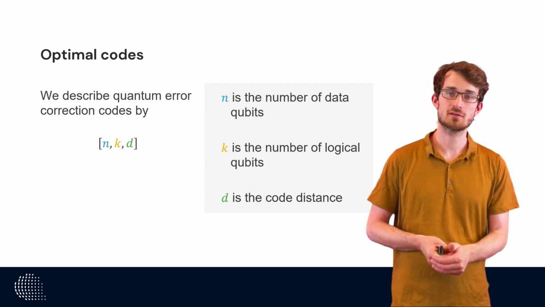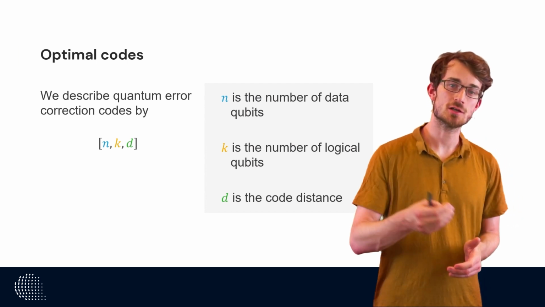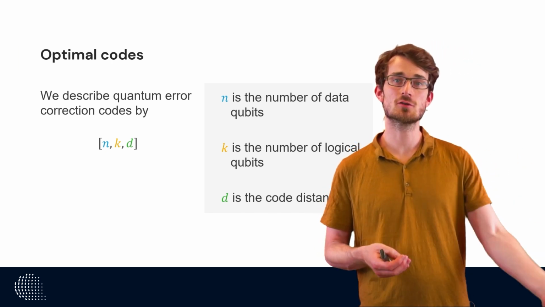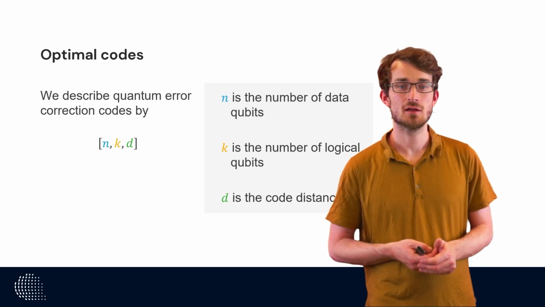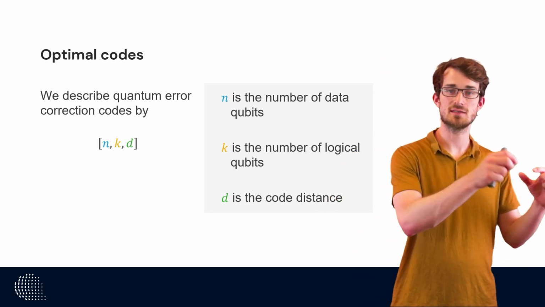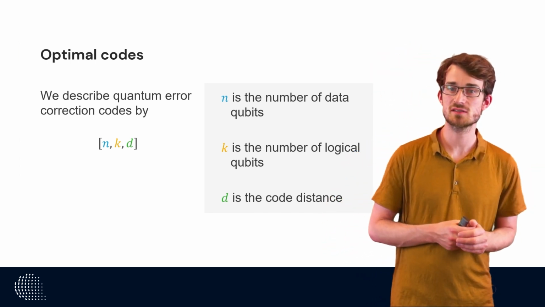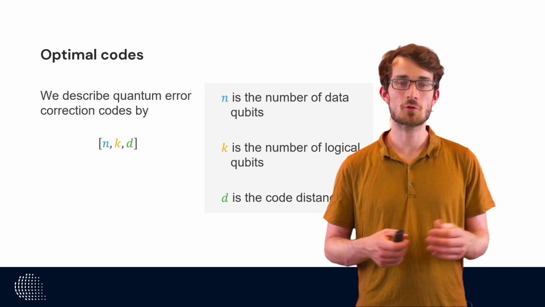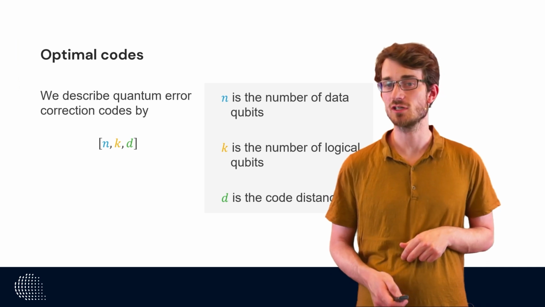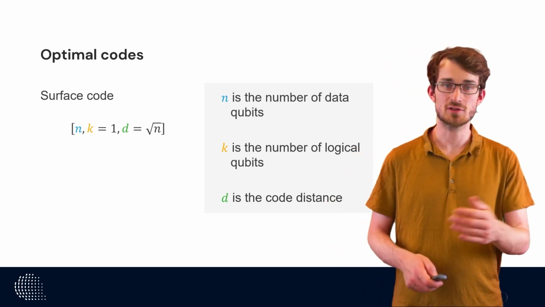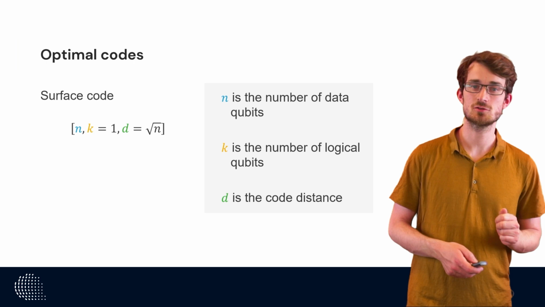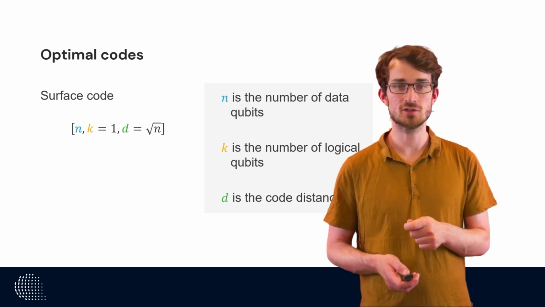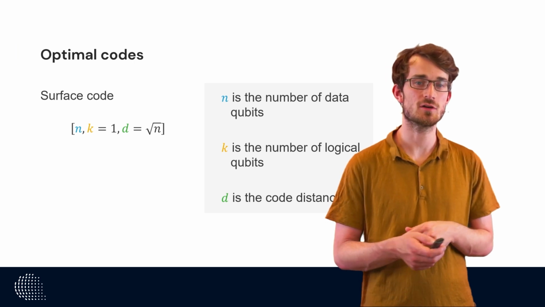Moving on to a different topic. I want to introduce a concept here, which is a specific notation that we use to describe error correction codes on a very abstract level. So in this bracket, we write [[n, k, d]], where n is the number of data qubits, k is the number of logical qubits, and d is the code distance. And all error correction codes can really be described by these three numbers. For example, the surface code, we have n data qubits, we have 1 logical qubit, and d, which is the code distance, goes as the square root of the number of data qubits.